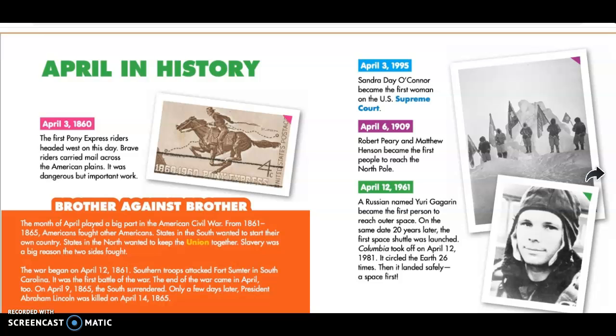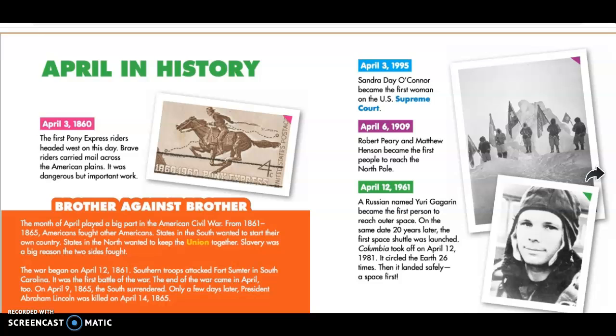April 12, 1961, a Russian named Yuri Gagarin became the first person to reach outer space. On the same day, 20 years later, the first space shuttle was launched. Columbia took off on April 12, 1981. It circled the Earth 26 times. Then it landed safely.